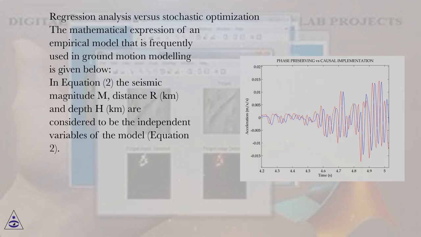Regression analysis versus stochastic optimization. The mathematical expression of an empirical model that is frequently used in ground motion modeling is given below. In equation 2, the seismic magnitude m, distance r, km, and depth h, km, are considered to be the independent variables of the model. Equation 2.